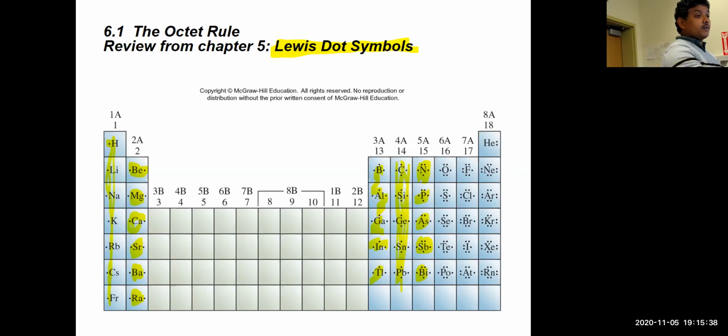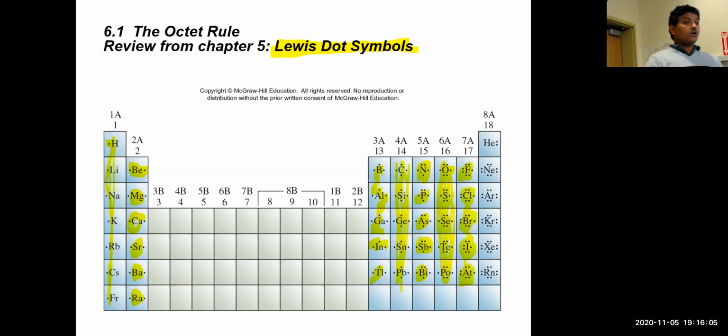Group 6 elements like oxygen, sulfur or selenium have two lone pairs and two single electrons. You see two single electrons on two sides and two lone pairs. It doesn't matter where you put them, but you need to remember that they have two lone pairs and two single electrons. And group 7 has three lone pairs and one single electron, and it is true for all the elements in group 7.